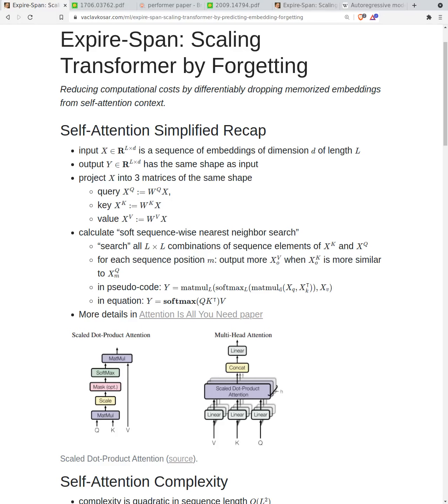Expire-Span: scaling transformers by forgetting, reducing computational costs by differentiably dropping memorized embeddings from the self-attention context. Okay, so this is a paper about scaling of transformers, especially autoregressive ones.